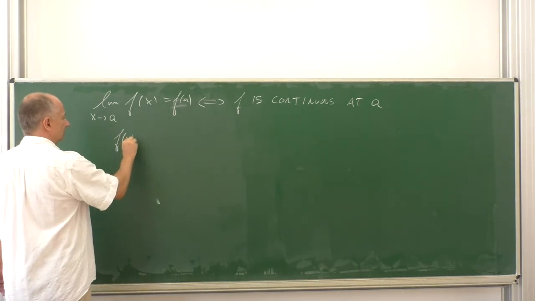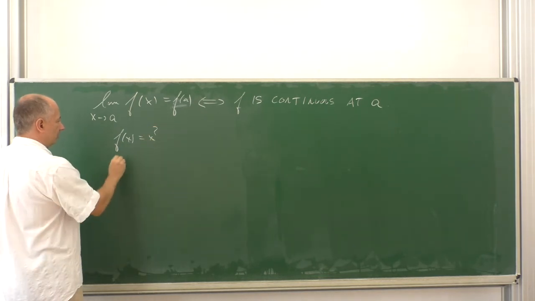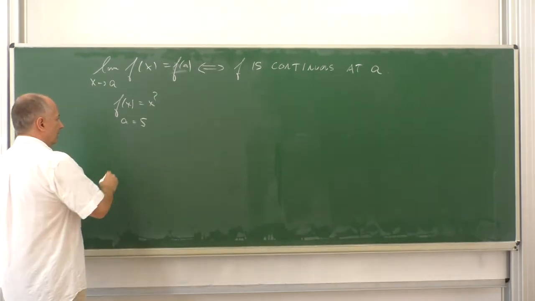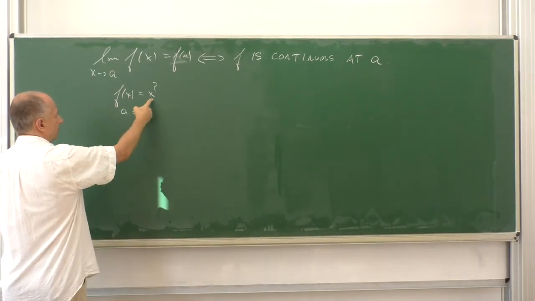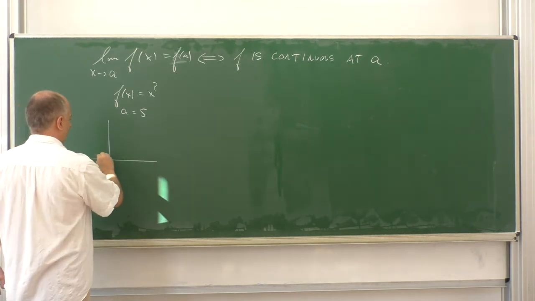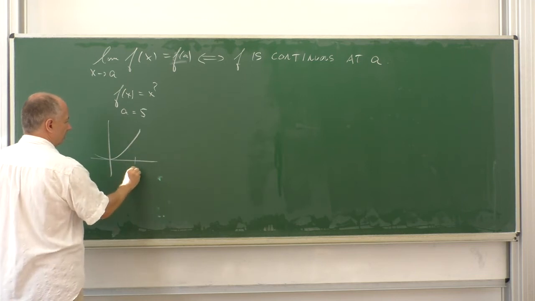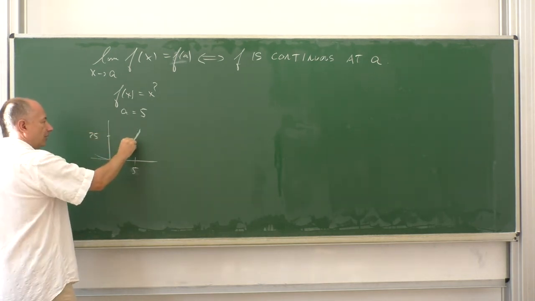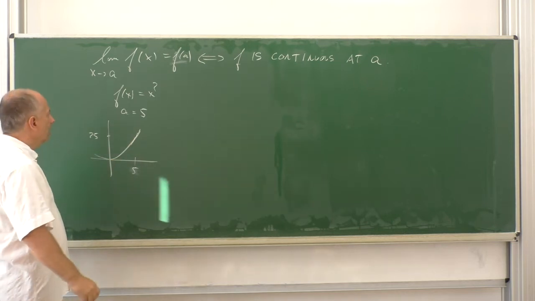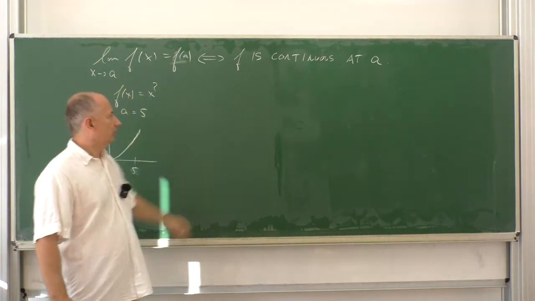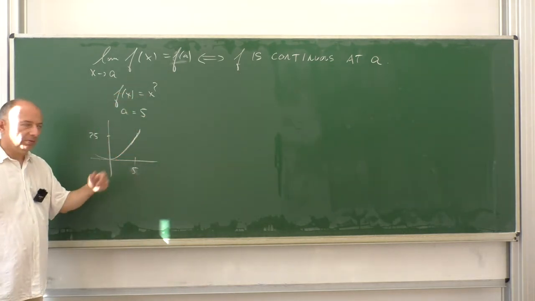An example: f of x is x squared, and consider the point, say, a is 5. The function is polynomial, so it is continuous, and it looks like that. At value a is 5, the result is 25. And the function is nice, it is continuous, no jumps, no abrupt changes. The function is indeed continuous at the point 5. Actually, this function is continuous everywhere.